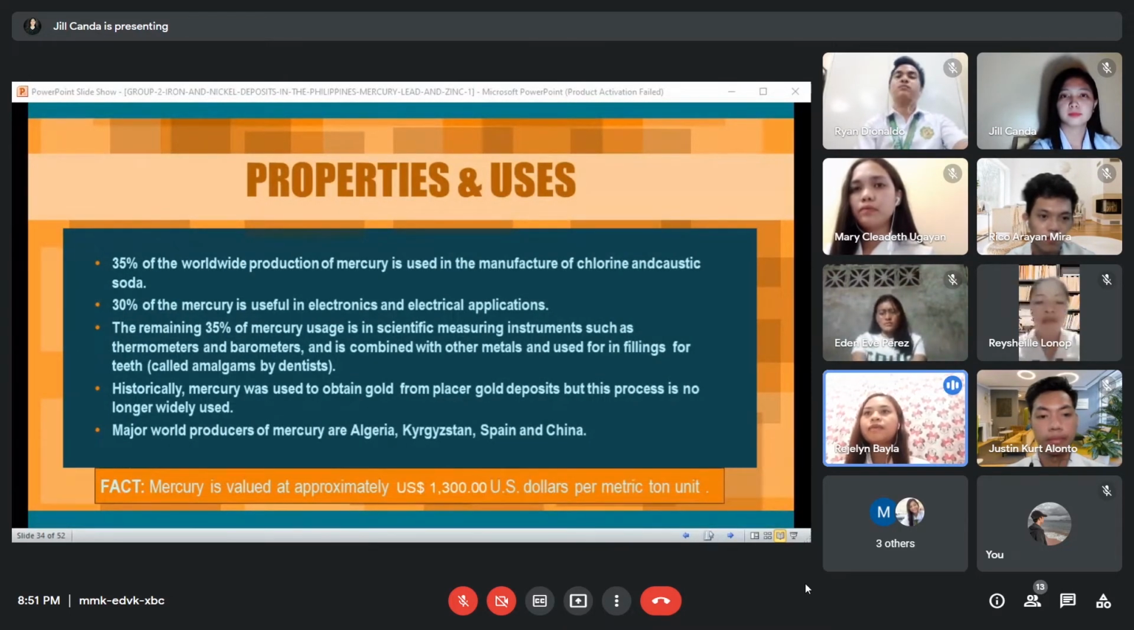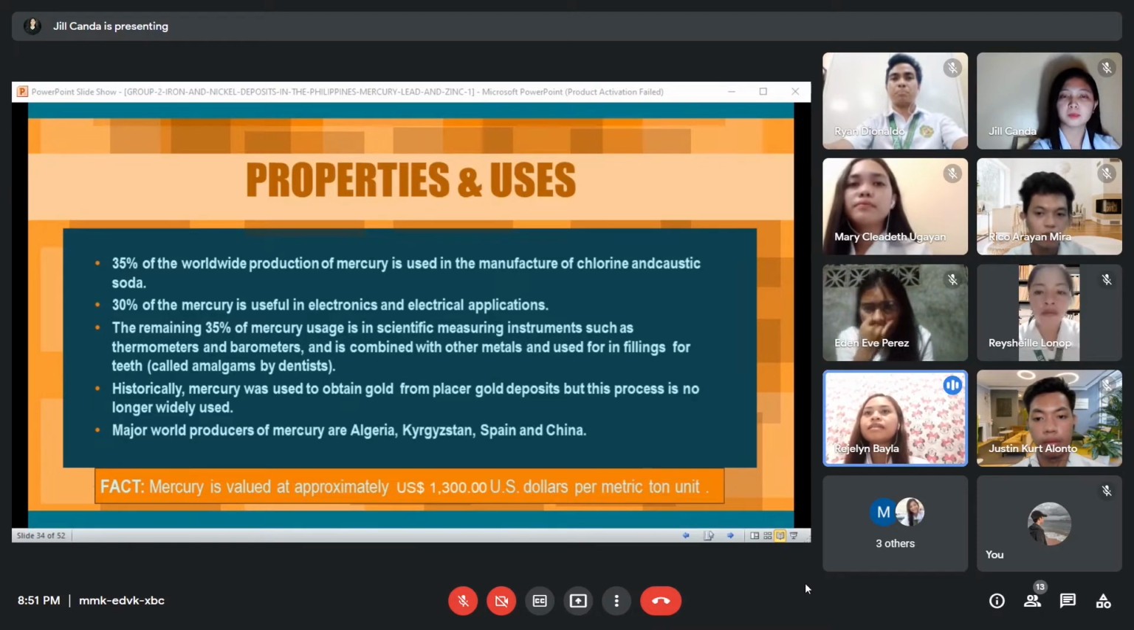So 35% of the worldwide production of mercury is used in the manufacture of chlorine and caustic soda. Chlorine and caustic soda are among the top 10 chemicals produced in the world. They are involved in the manufacture of a wide variety of products used in day-to-day life, including pharmaceuticals, detergents, deodorants, disinfectants, herbicides, pesticides, and plastics.